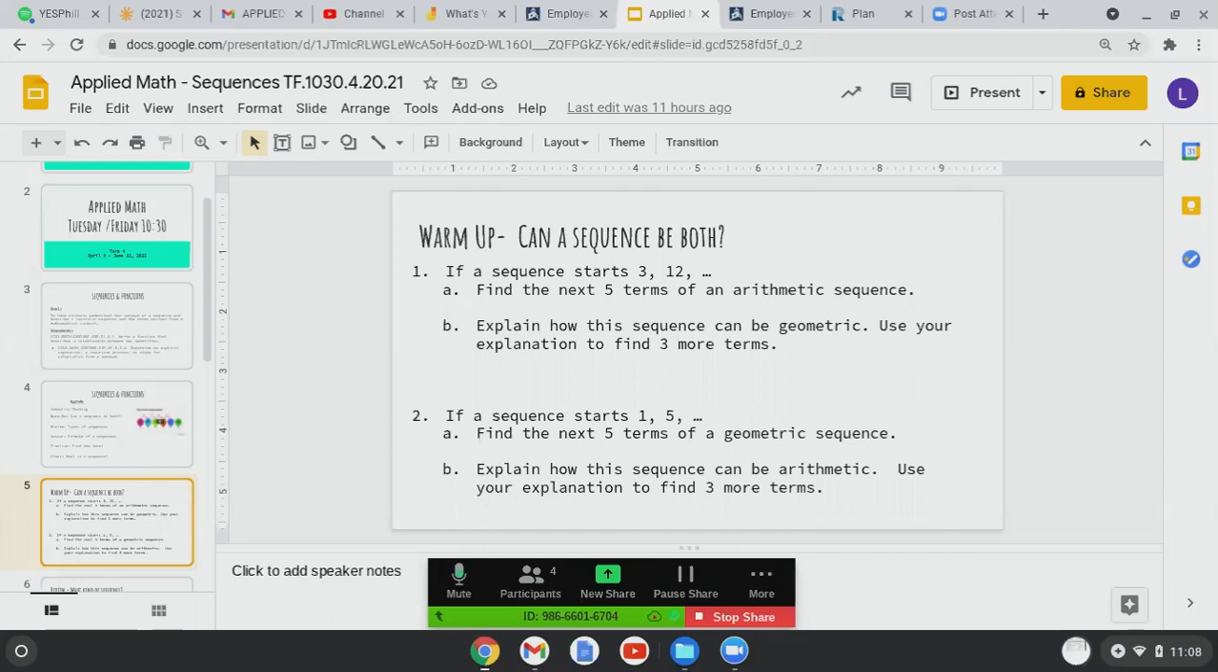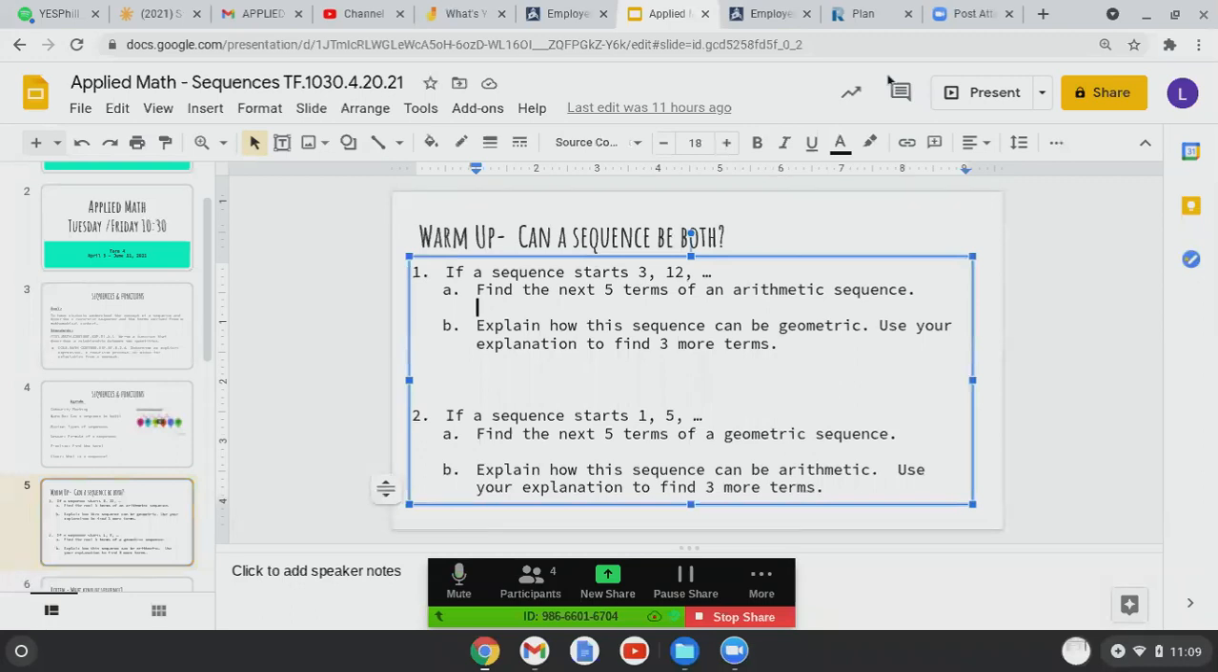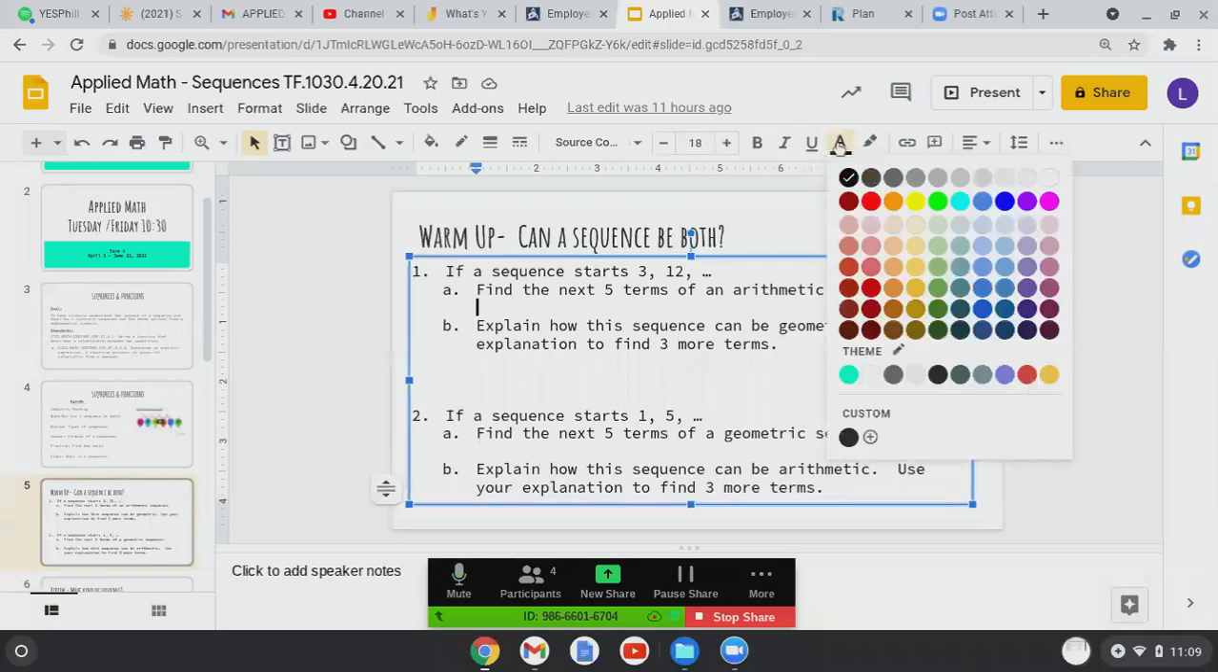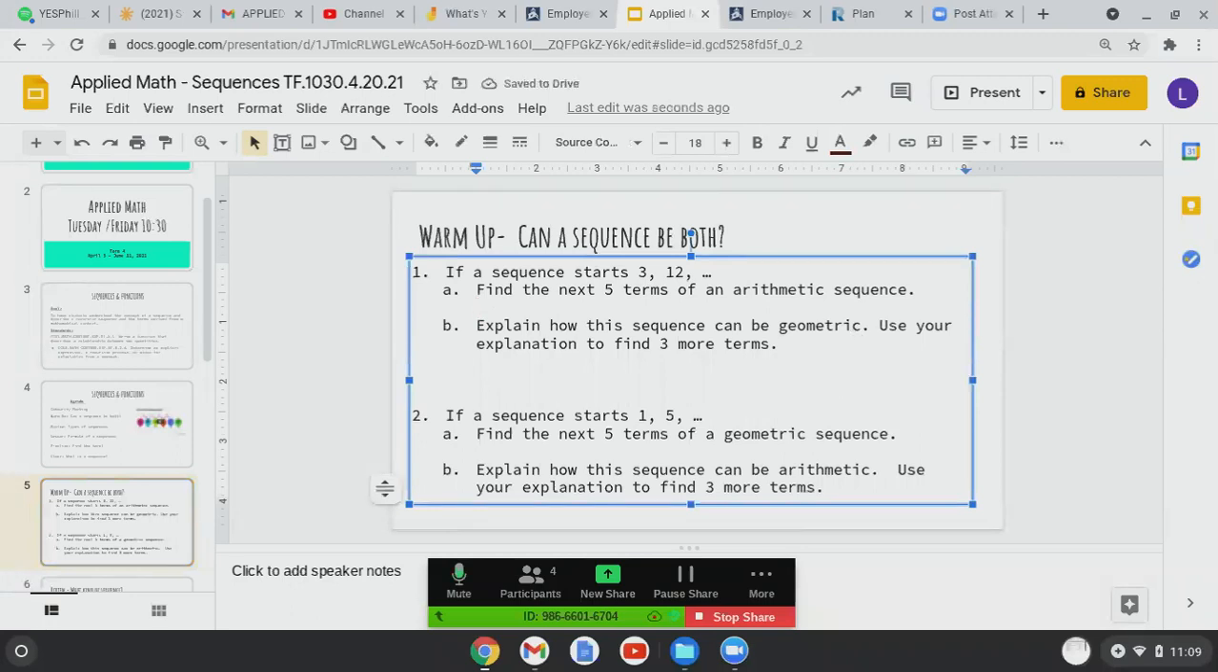All right, anybody have anything? If a sequence starts 3, 12, find the next 5 terms of an arithmetic sequence. So what would have been your next 5? Anybody got anything? First of all, if it's arithmetic, that means that we will be using which operations? Addition or subtraction. Exactly.